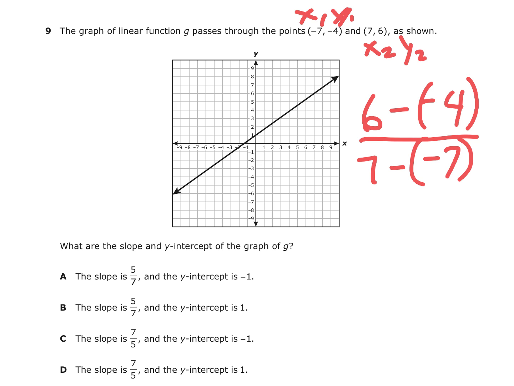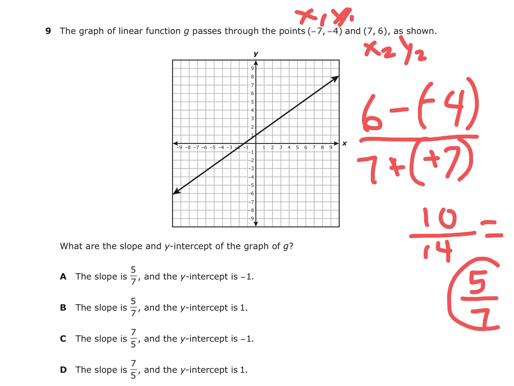So 6 minus a -4, that's going to be 10. And 7 minus a -7, minus makes that a plus. So 7 plus 7 is 14. And you can reduce that by 2. So that would be 2 into 10 is 5, and 2 into 14 is 7. So it looks to me like the slope is 5/7. And so you have a slope of 5/7 here, and you have a slope of 5/7 here.